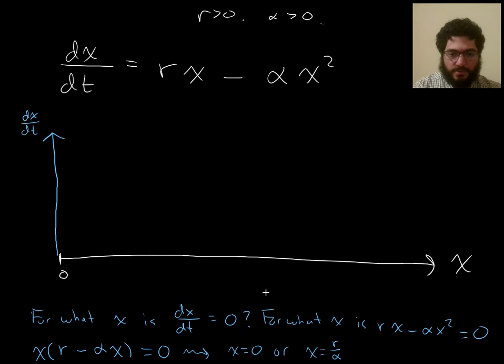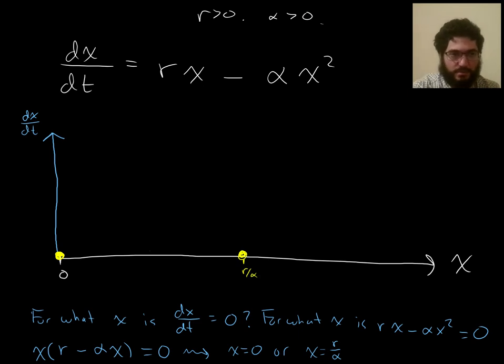So there are two important locations. You could say there are two critical locations on this phase line. One of them is here, at x equals 0, and one of them is, I don't know exactly where to draw it, but r over alpha is some positive number, so let me just draw it somewhere. There. So there is r over alpha.